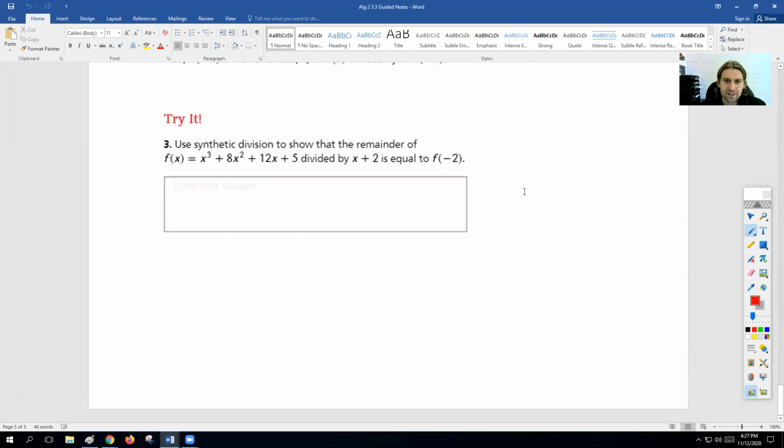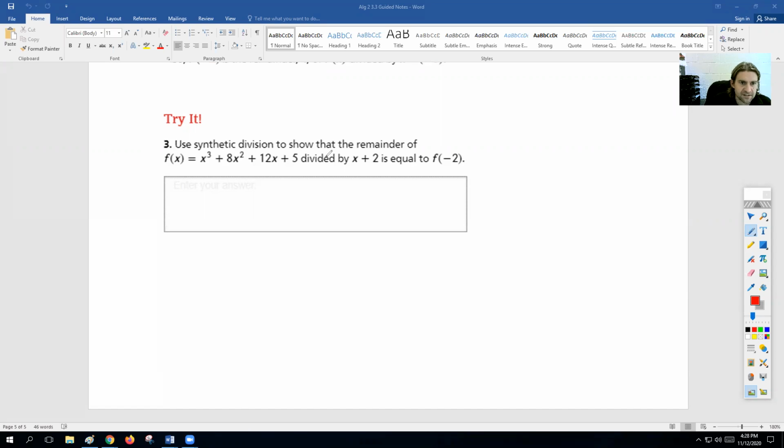So we're going to do this again. We're going to see if I take this problem and divide it by x plus 2, whether we get the same thing as if I take -2 and plug it into the equation, just to prove the remainder theorem works. So let me get my tools all set up and jump into it. First, let's divide it by x plus 2.